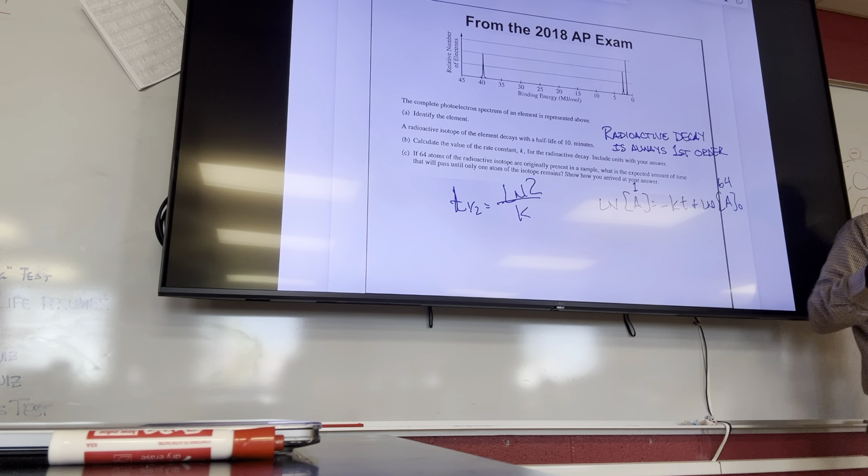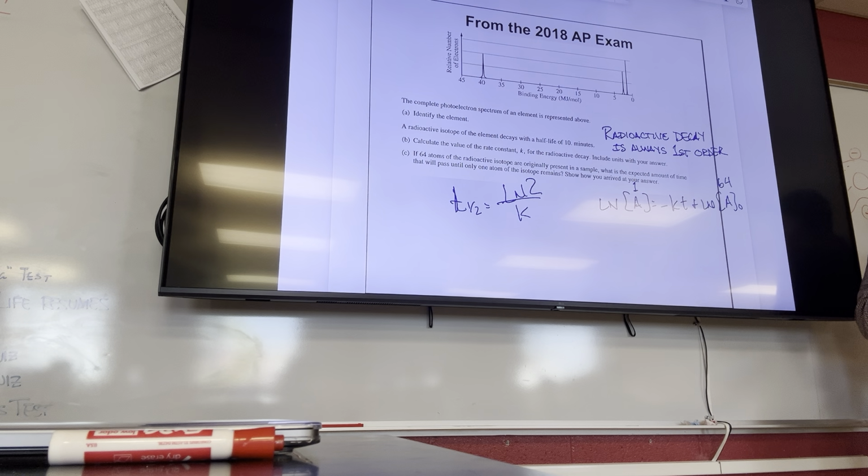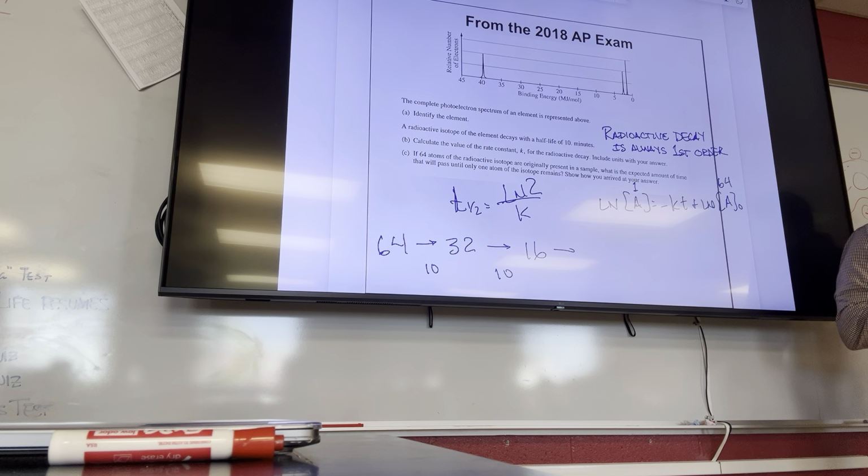Or, if you understand what half-life is, and understand that for first order, half-life is the same, every sequential half-life doesn't get longer or shorter. Knowing that it's first order, you can say, okay, you start with 64, and then it goes down to 32, and that takes 10 minutes. Then it goes down to 16, and that takes 10 minutes. Then it goes down to 8, and that takes 10 minutes. Just keep doing that, and then add all your 10s together.